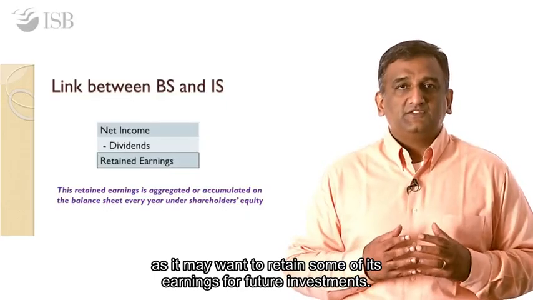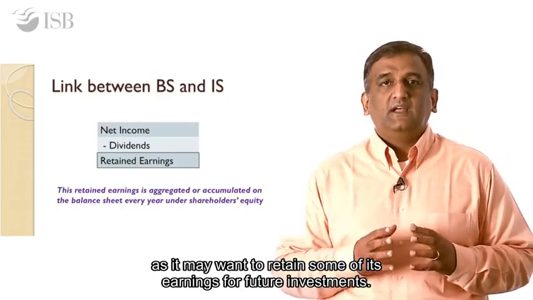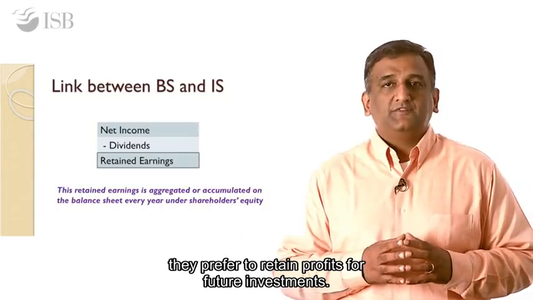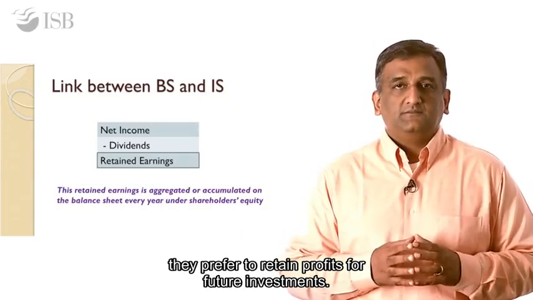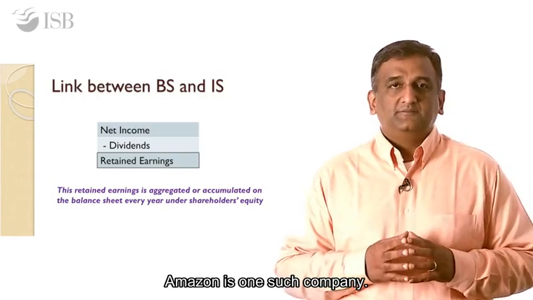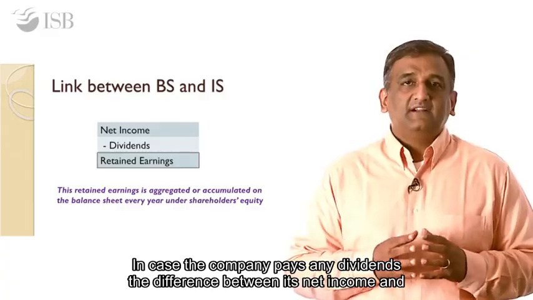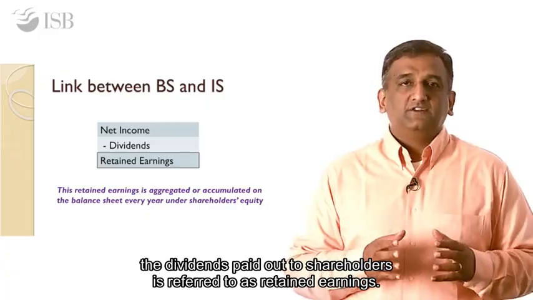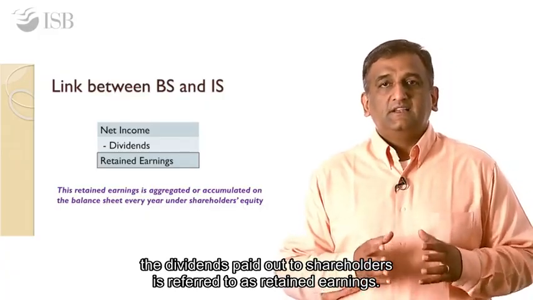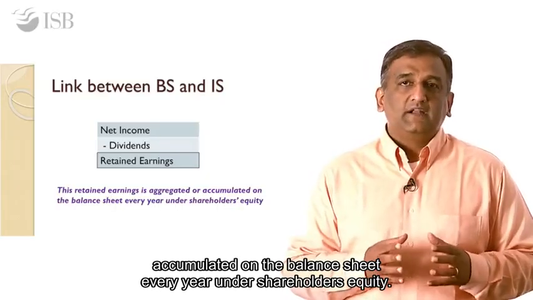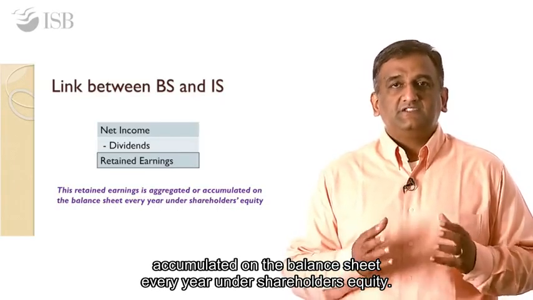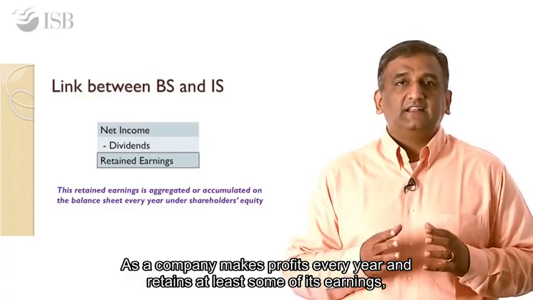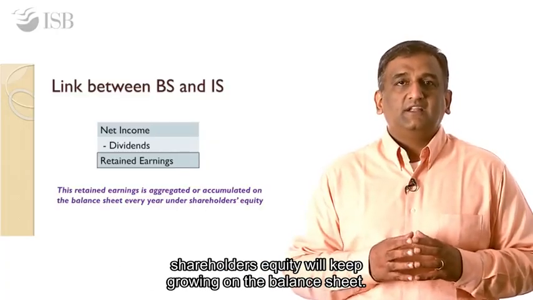may want to retain some of its earnings for future investments. In fact, a number of high-tech companies do not pay any dividends at all as they prefer to retain profits for future investments. Amazon is one such company. In case the company pays any dividends, the difference between its net income and the dividends paid out to shareholders is referred to as retained earnings. This retained earnings is aggregated or accumulated on the balance sheet every year under shareholders' equity.